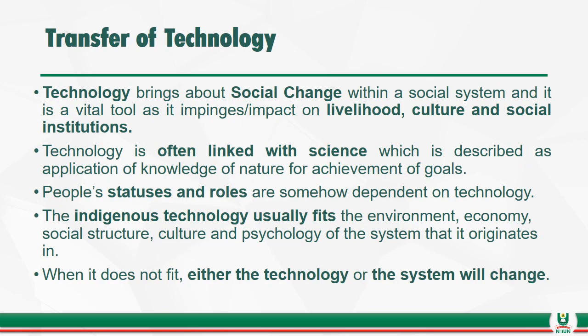Transfer of technology. Transfer of technology is all about taking technology from where it was generated, from the livelihood, and passing it to the people of another place that need it. And so technology brings about social change within a social system, and it is a vital tool, and it impacts livelihood, culture, and social institutions. Technology is often linked with science, which is described as the application of knowledge of nature for the achievement of goals. People's statuses and roles are somehow dependent on technology.